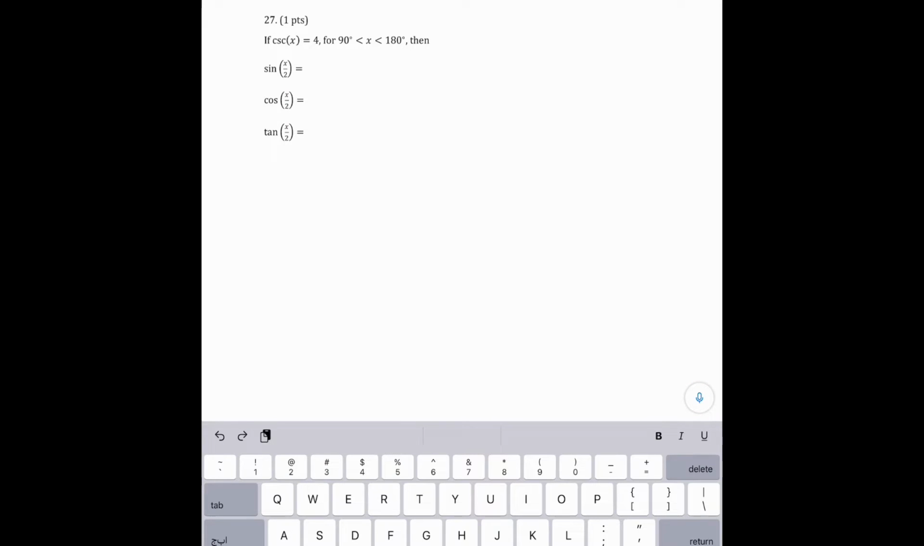Exam 2 review, question number 27. We have cosecant x is equal to 4, and it is in the second quadrant, and we need to find sine x over 2, cosine x over 2, and tangent x over 2.